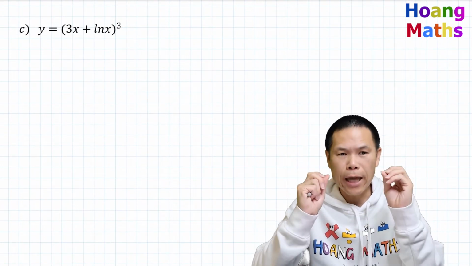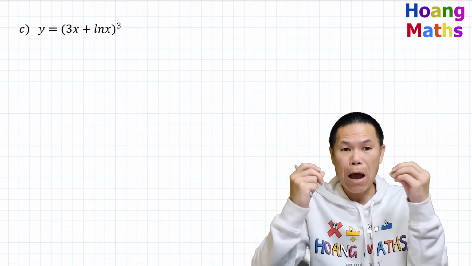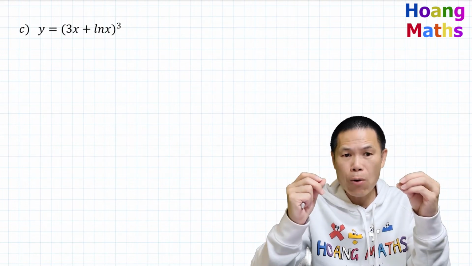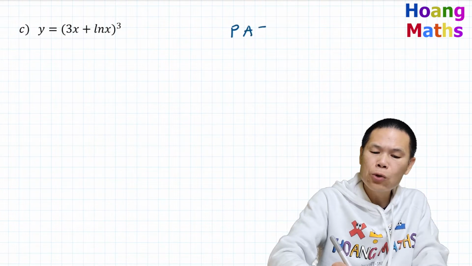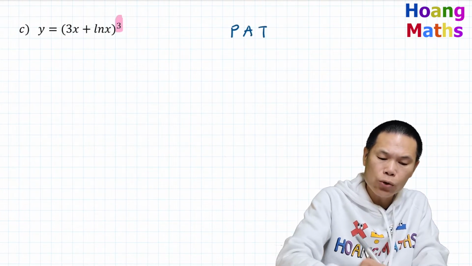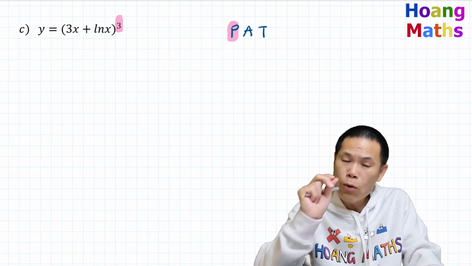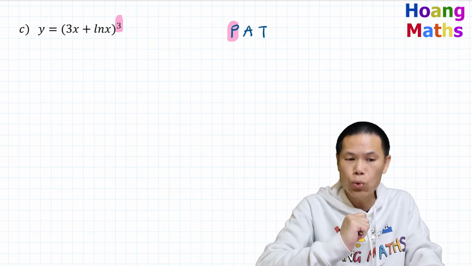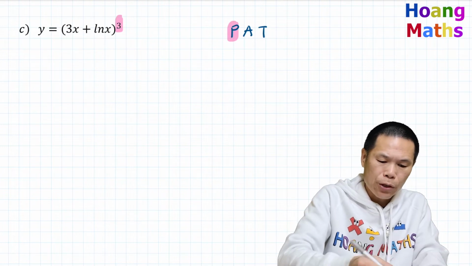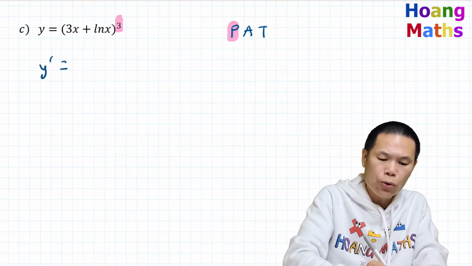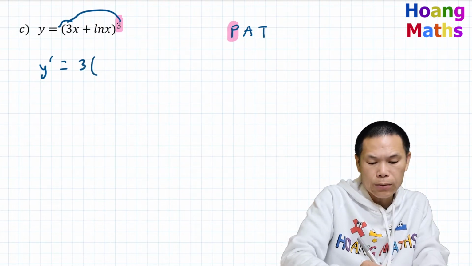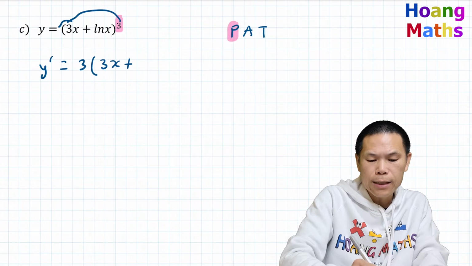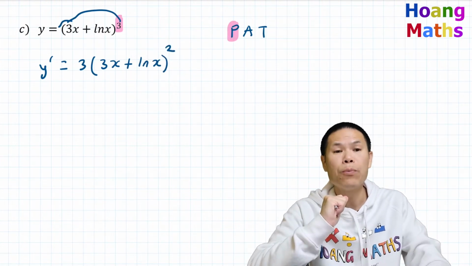Now part C. Again, because the whole lot is power of 3, we use power, angle, trig. Let me write this down. Power, angle, trig, and the power in this case is 3. So P is 3, and the 3, we bring it down. 3 minus 1 is 2. So y dash is equal to the 3, we bring it down in front here. So that gives me 3, and I write this out: (3x plus ln of x) power of 2, because 3 minus 1 is 2.